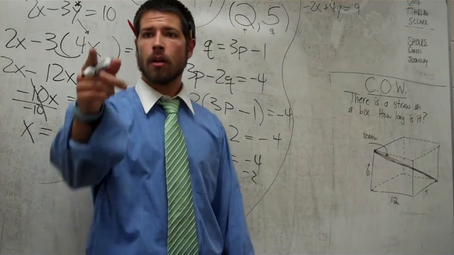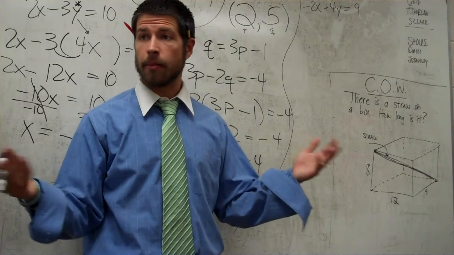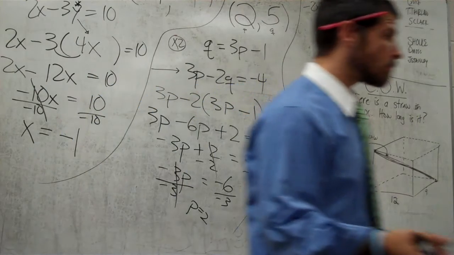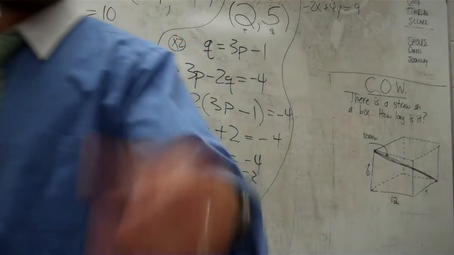Y is not by itself. Correct. Or x is not by itself, is it? I can choose a variable, any variable that I want, it doesn't matter. Do we have any suggestions? Subtract x. The first one. Which one do you want to get by itself? The x in the first one.